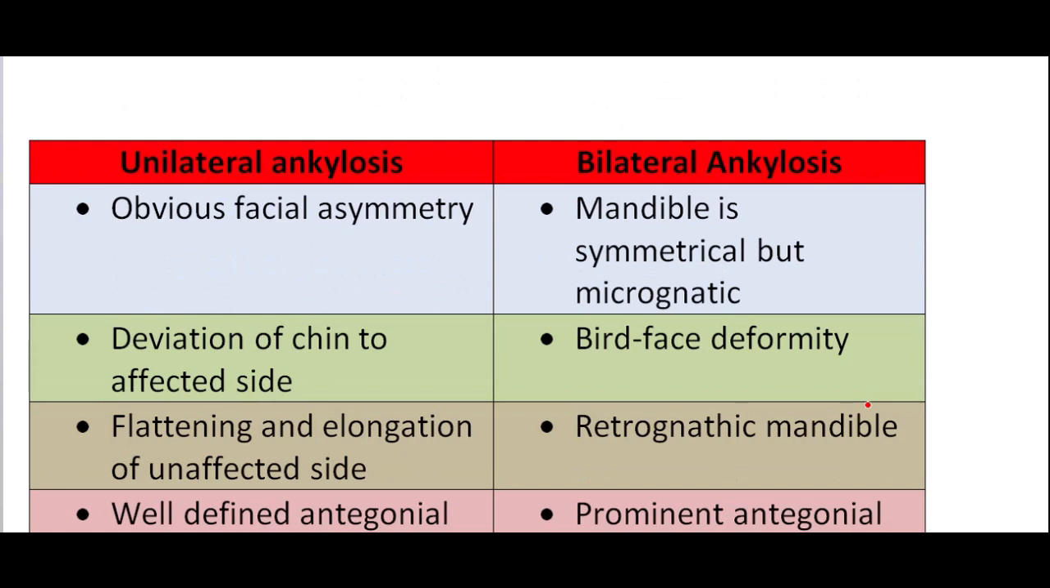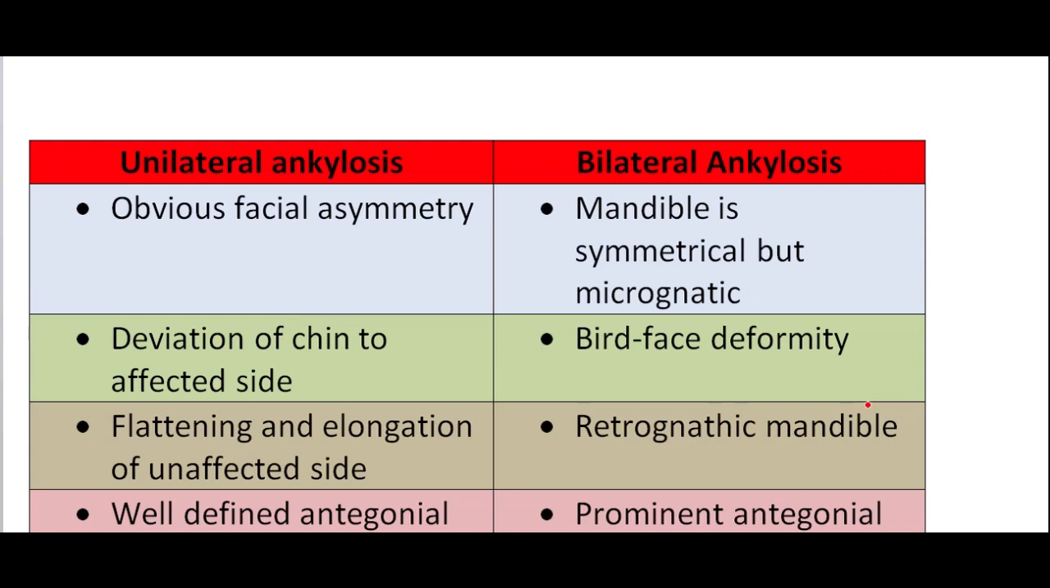Now what are the types of ankylosis? Ankylosis can be either unilateral or bilateral. So imagine someone with an issue that is known as unilateral ankylosis. That means one side of their jaw is not moving properly. So what are the things that you will notice about their face? First of all, you will likely see that their face is not quite the same on both sides. There is facial asymmetry, which means one side looks different from the other.